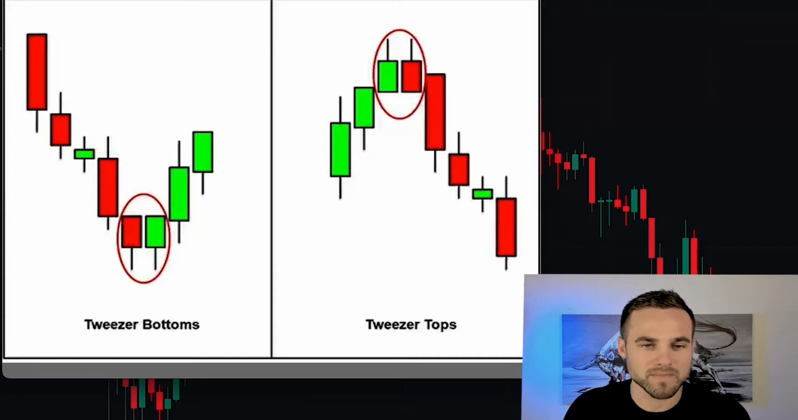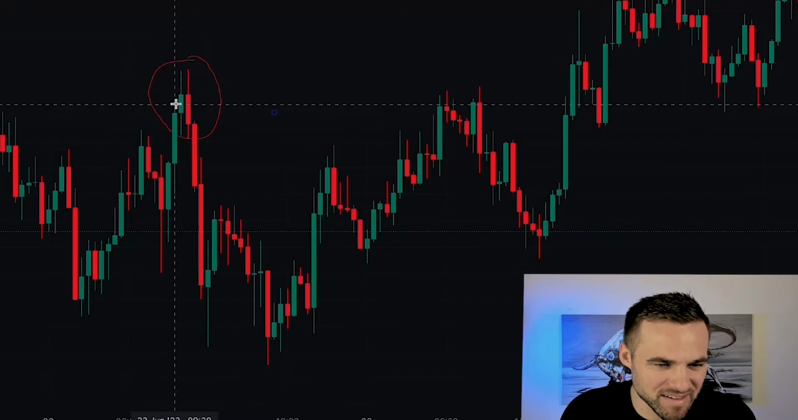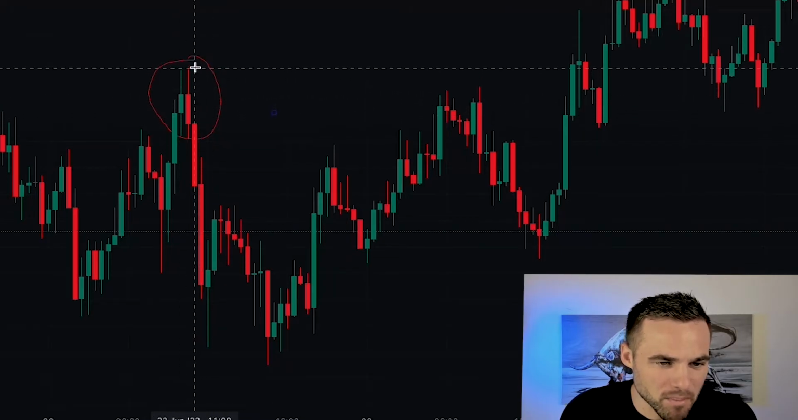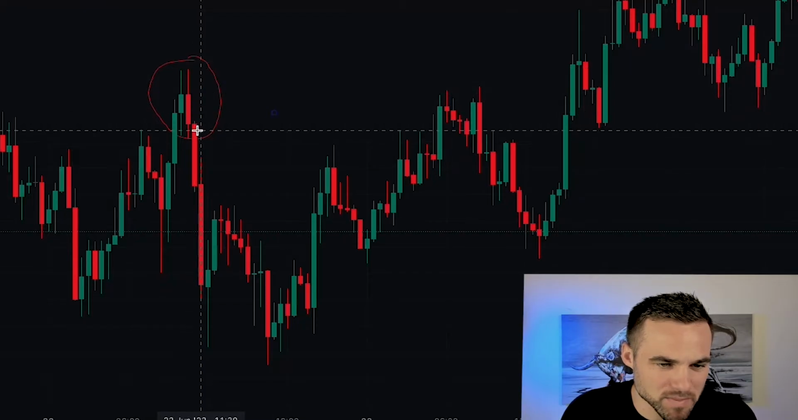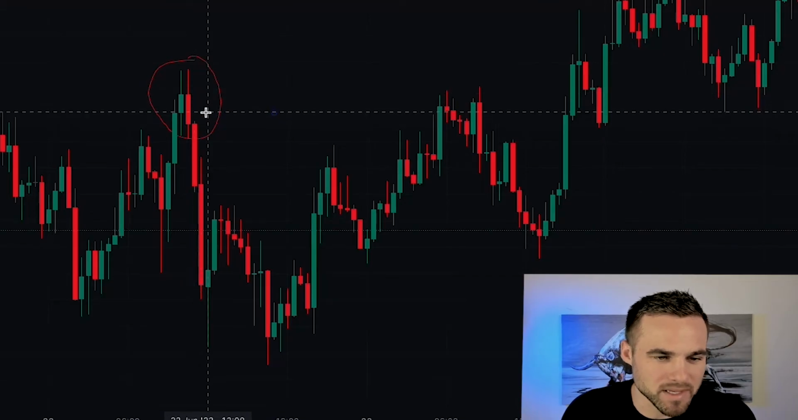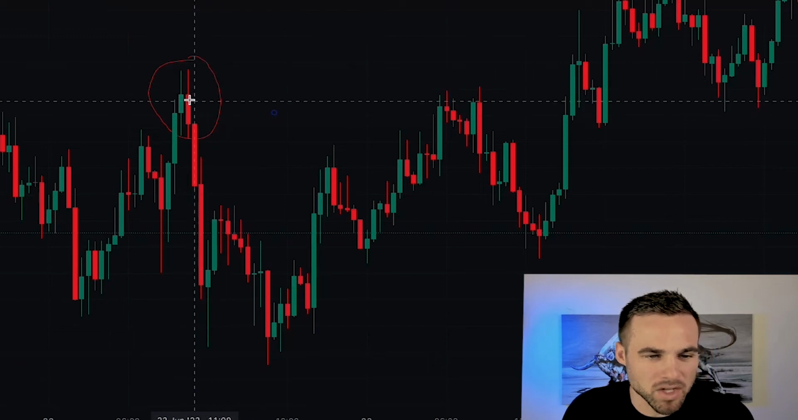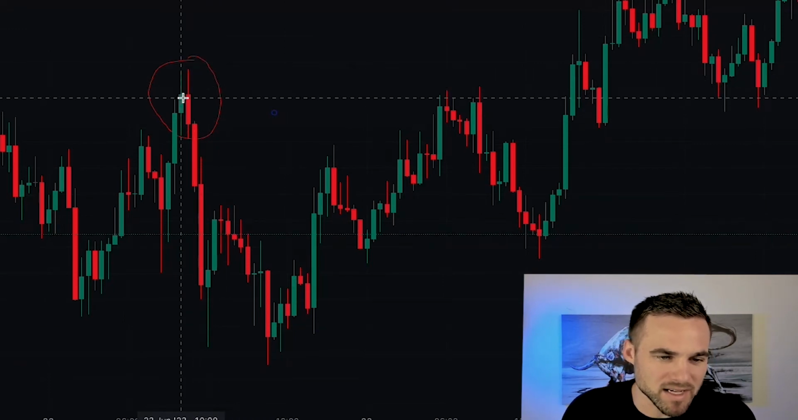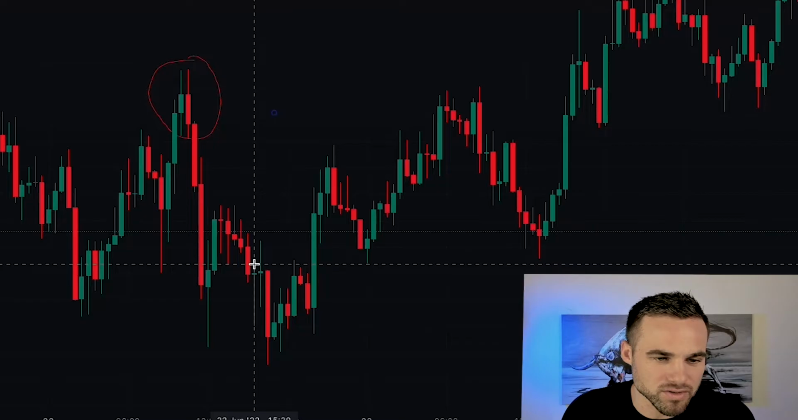I think this is a really powerful reversal pattern as well. Here's an example of a tweezer top. It's not exactly the same body length, but you can see that both of the wicks have gone about the same. This body's a little bit bigger, so this is an even more powerful tweezer top. And as you can see, price fell down after this. The psychology behind this is basically that buyers are trying to push the price up here, but they're not able to successfully. And this is generally a reversal type pattern.